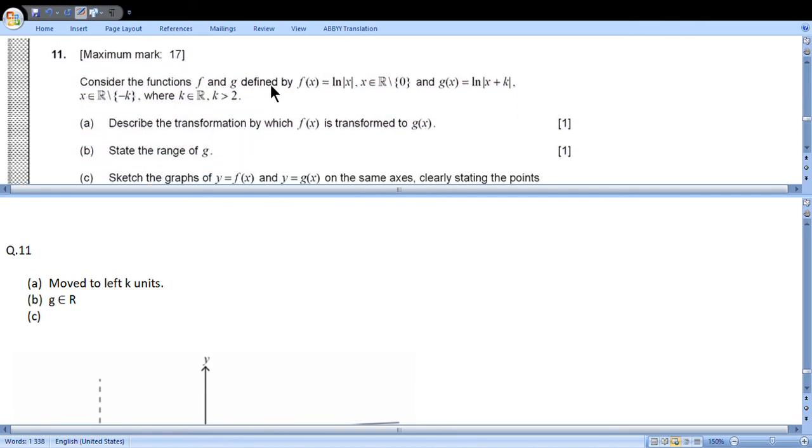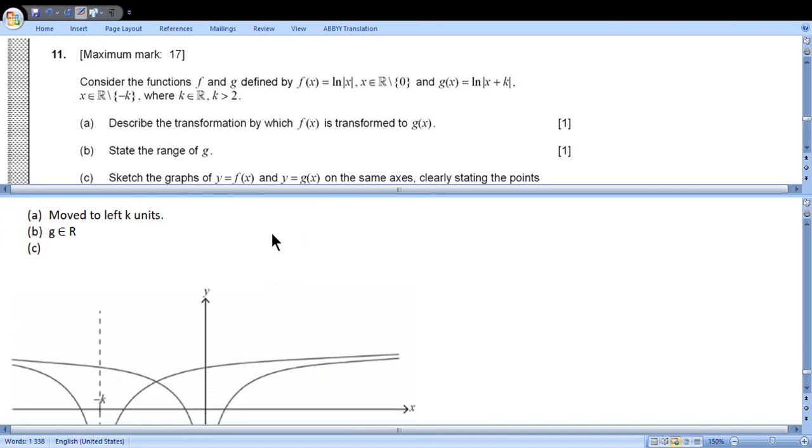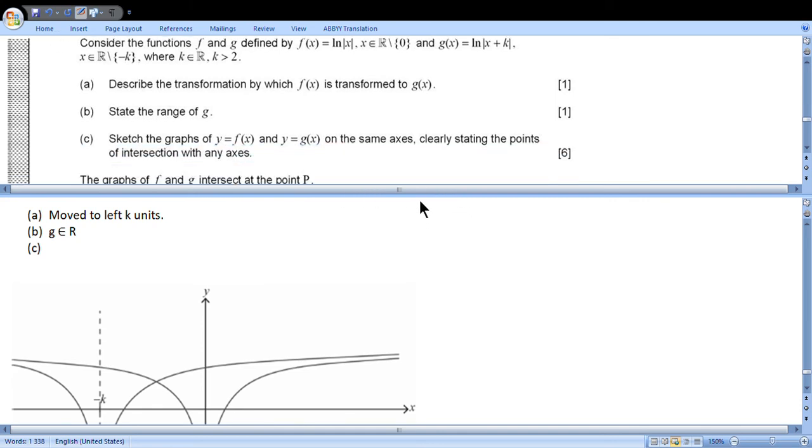Consider the functions f and g defined, so we have the function f of x equals logarithm of the absolute value of x, and g of x equals logarithm of the absolute value of x plus k. Describe the transformation by which f of x is transformed to g of x. Move to the left k units. State the range of g: any value. The range of g is any value.